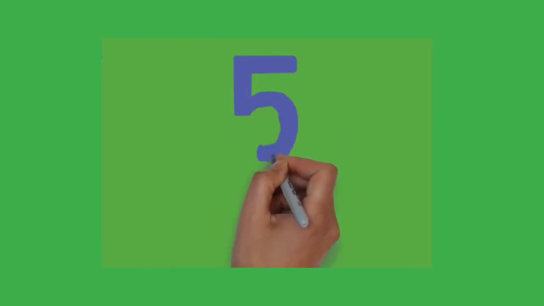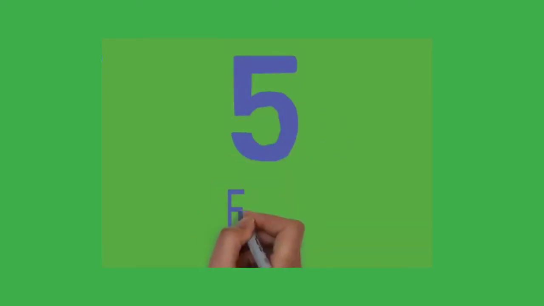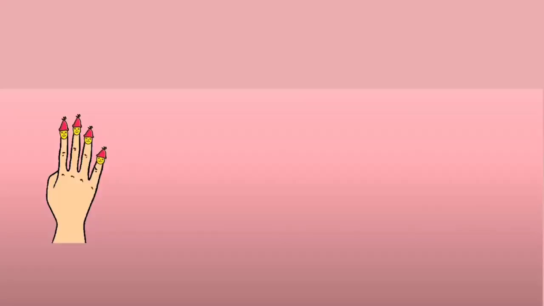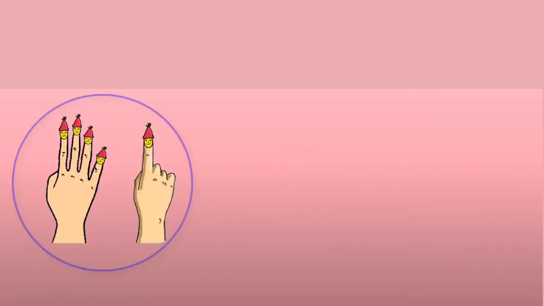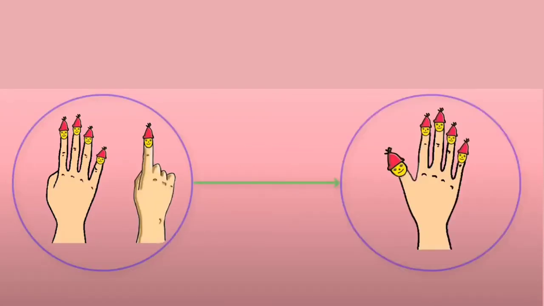Let's write number 5. Write like this. F-I-V-E, 5. Very good. Very nice. So dear students, 4 and 1 make 5.